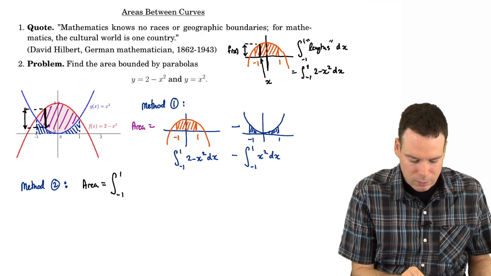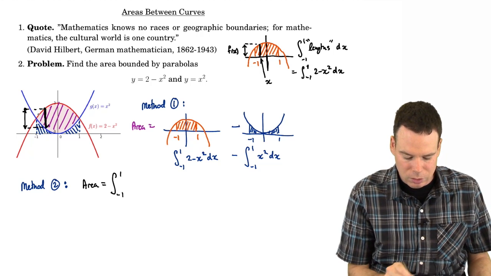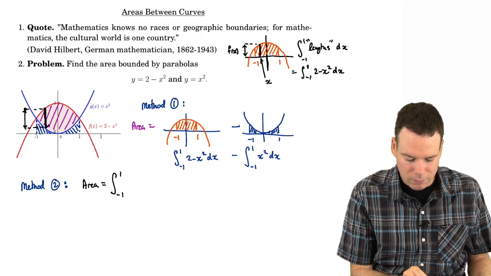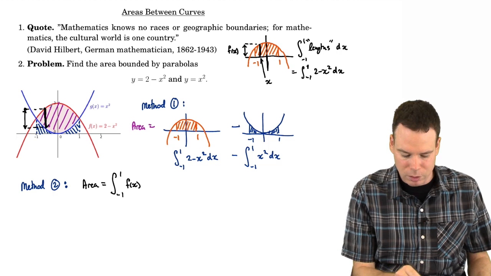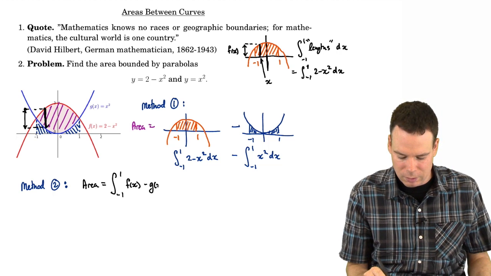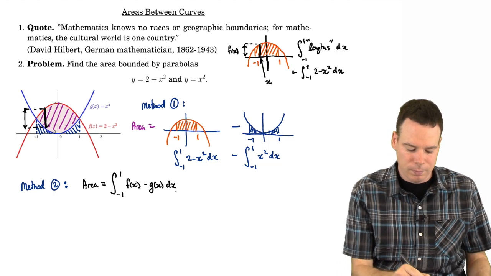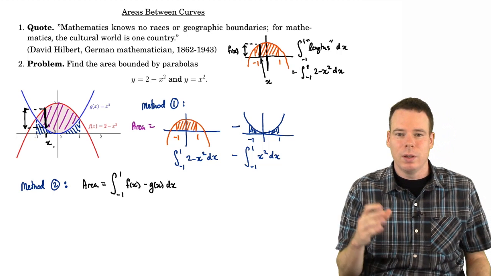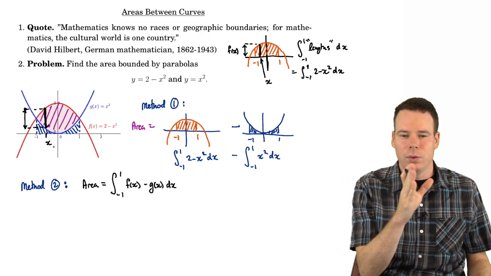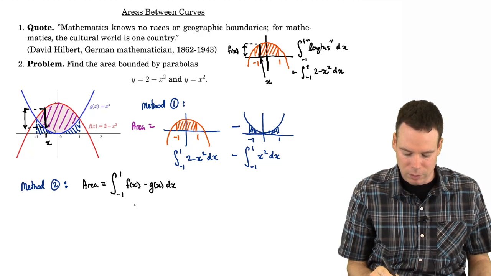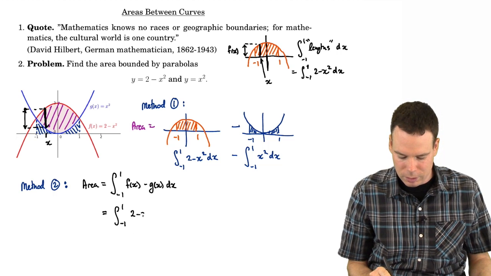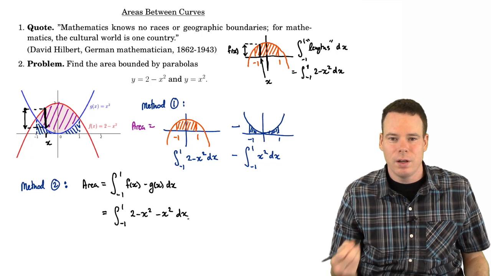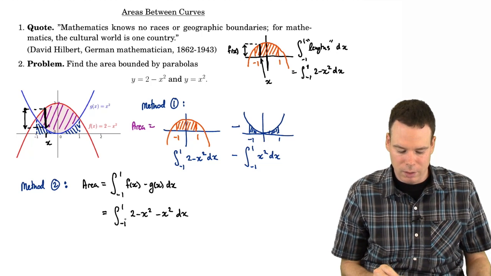Well, the y value of the upper portion is just given by f of x. The y value of the lower portion is given by g of x. So this would be f of x, the upper curve, minus g of x, the value at x on the lower curve. That's at a particular x value. We let the x values sweep out all of the values between -1 and 1. And so the area is the integral from -1 to 1 of 2 minus x squared dx.